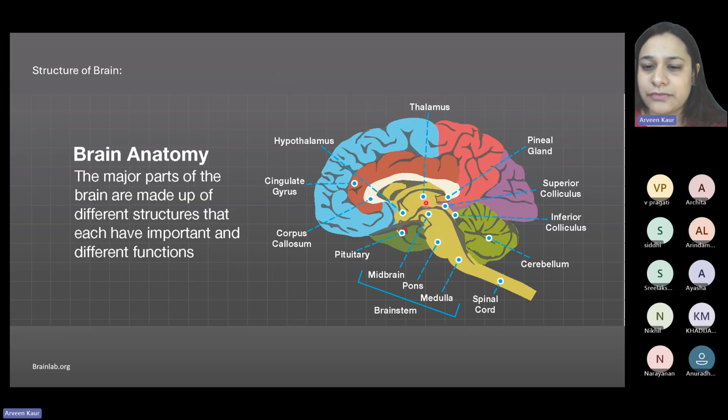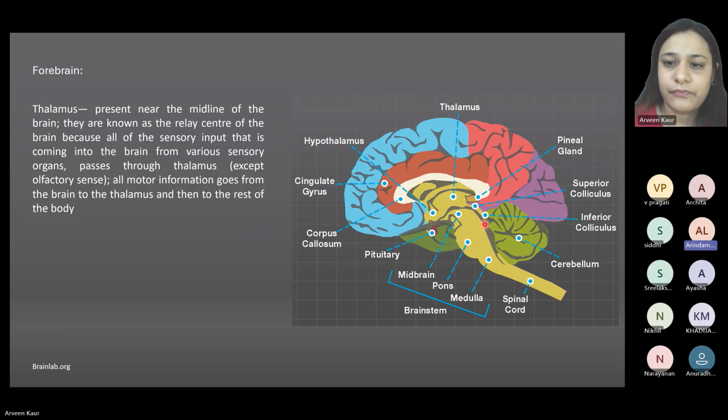Then pineal gland is a part of the midbrain. Then midbrain separately is also depicted over here, right? And pons plus medulla along with midbrain is known as brain stem. Then the cerebellum comes in that hindbrain region, right? So let us begin with forebrain.